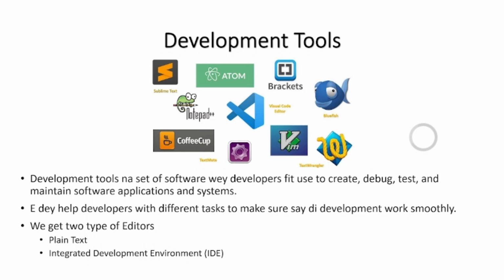That means if you wan make more performance to how your programming language take dey work, you need these libraries and frameworks. Now let's talk about development tools. Development tools na set of software wey developers fit use to create, debug and maintain software applications and systems. E dey help developers with different tasks to make sure say this development works smoothly. Those software we take dey use dey build the right code, programming language code, na wetin we dey call development tools. So we get two basic types. We have wetin we dey call plain text editors and IDEs.